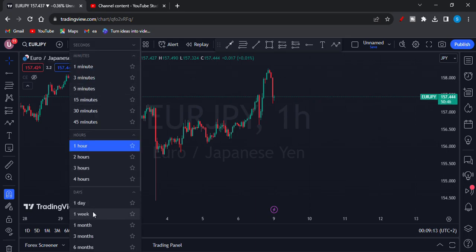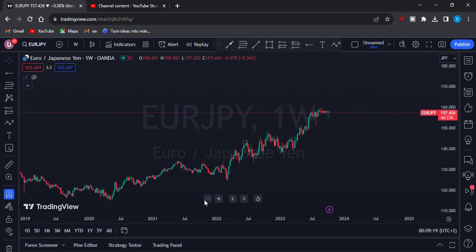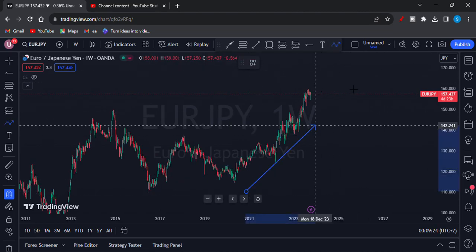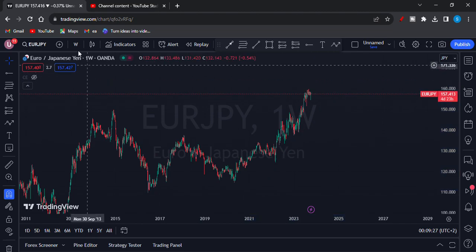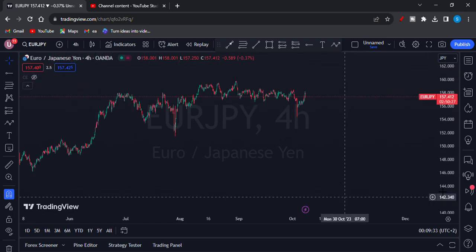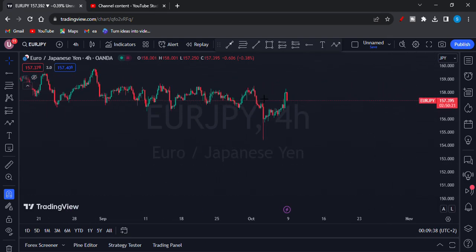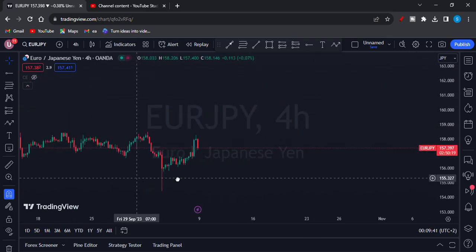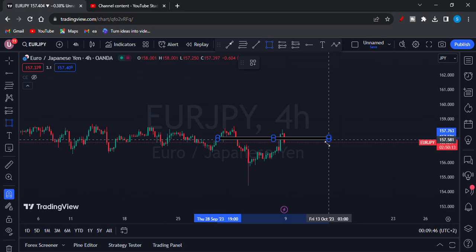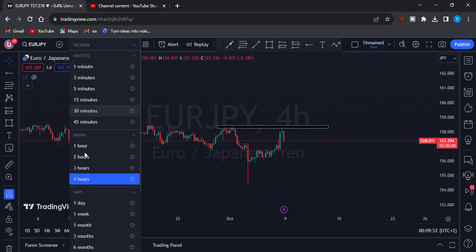EURJPY, and then on a weekly. So on a weekly, we are on an uptrend, and then let's go to our file, and then let me block this so that we can have a clear market structure. So on a 4-hour, we're having this resistance area right here, and then let's go to the hourly.